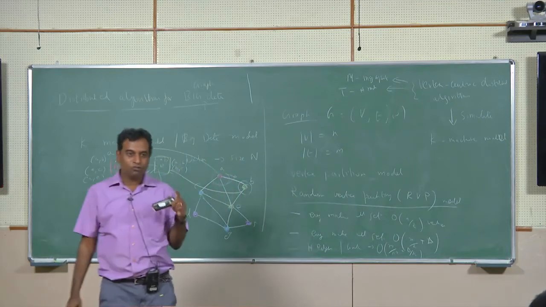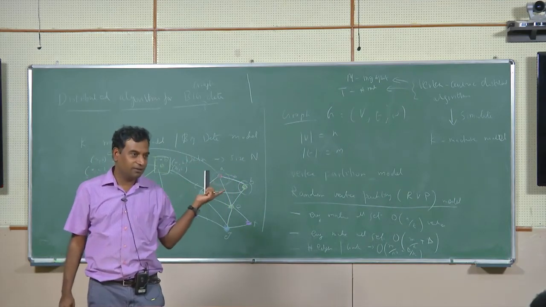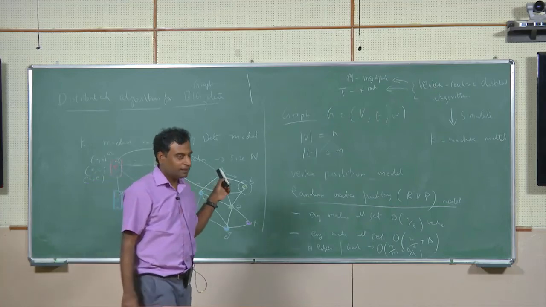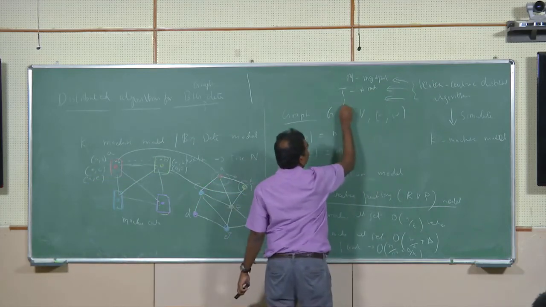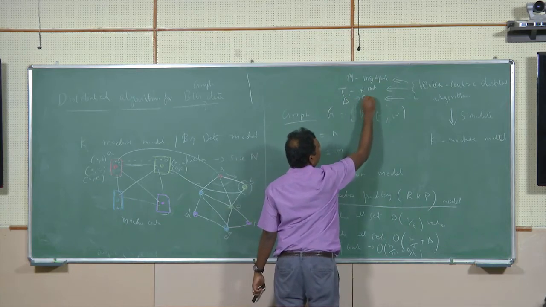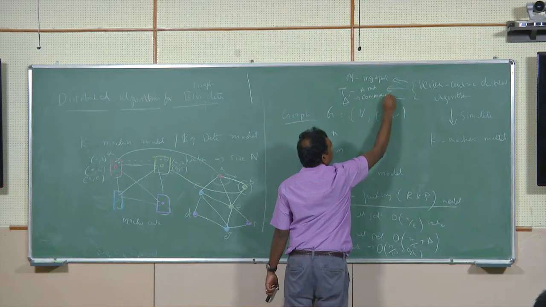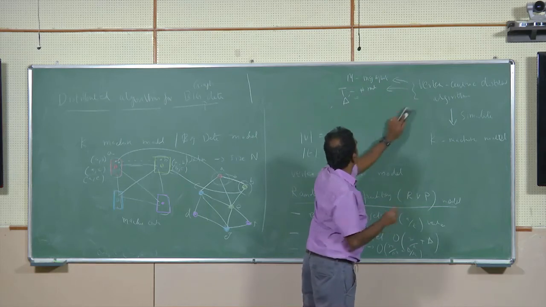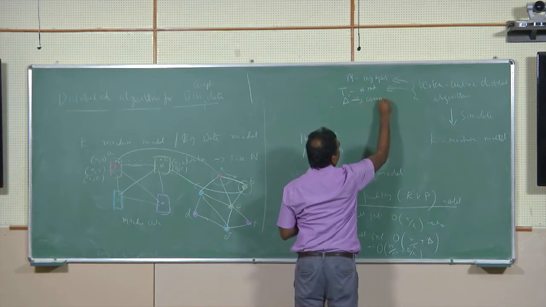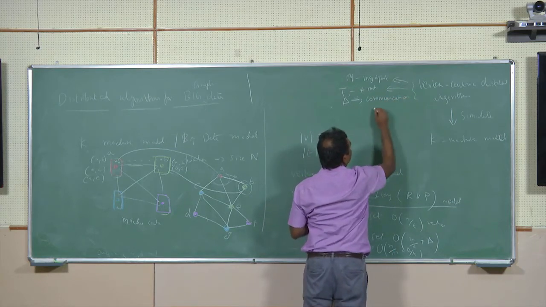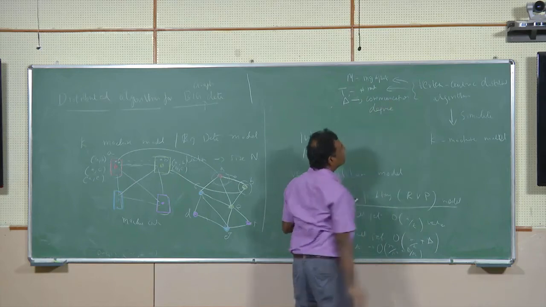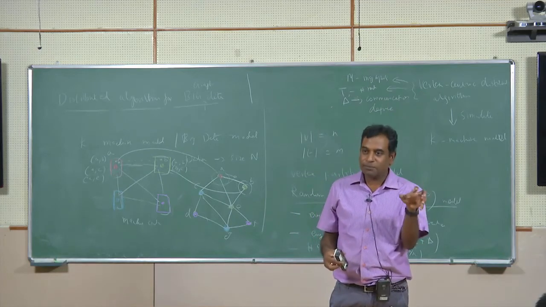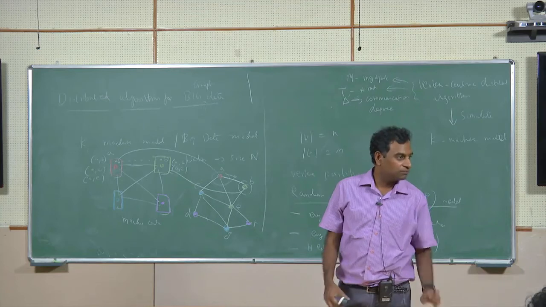I also need one more complexity measure that we usually did not bother to introduce when you study distributed algorithms, but it becomes relevant here. What is that measure? It is what I am going to call delta dash. Let me call this the communication degree complexity. What is that? That is the maximum number of messages that any node sent or received in one round.